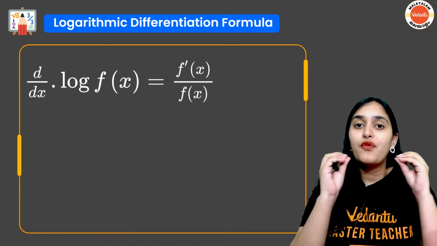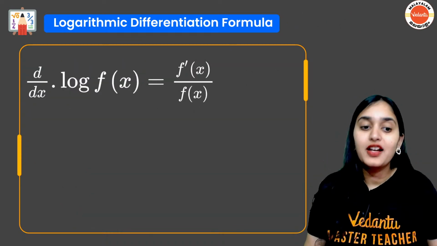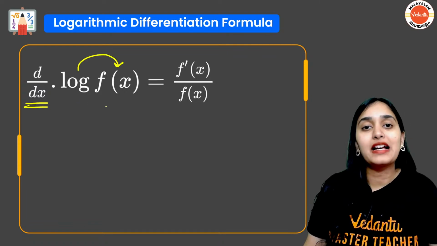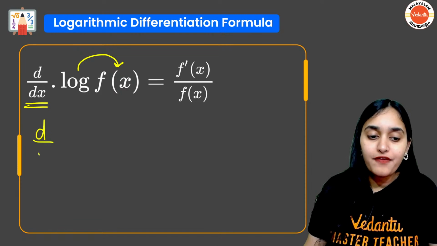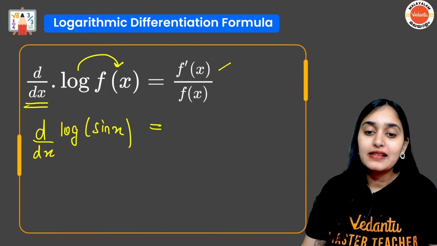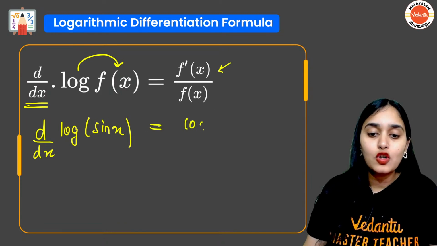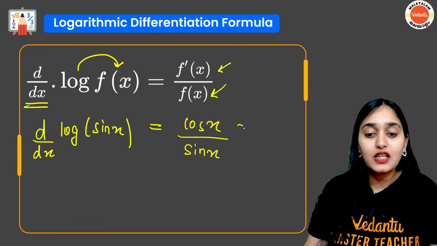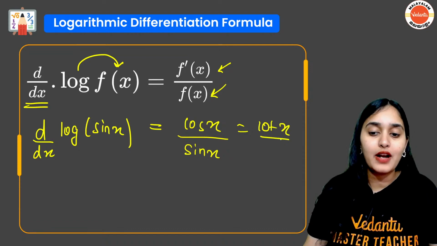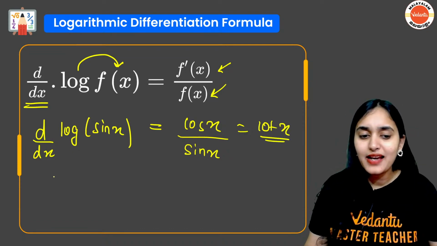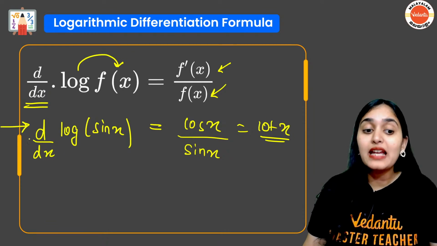Second thing, whenever you have differentiation of log of a function, for example, differentiation of log of sin x, you can directly write as sin x differentiation cos x upon sin x. So you will get cot x as your answer directly. How is that coming as the answer? Just apply chain rule here.